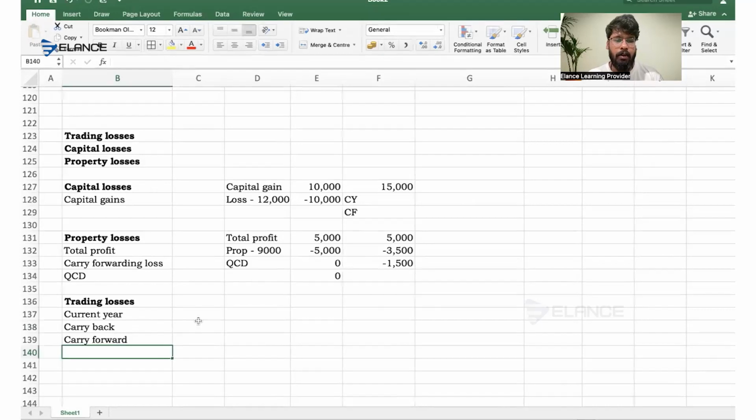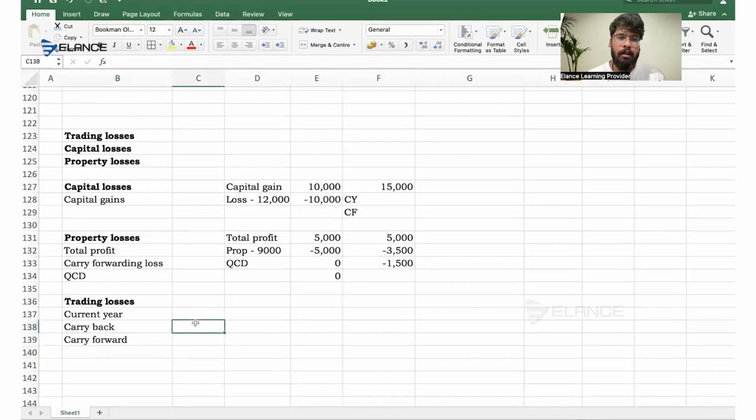So we can set off the trading losses initially from the current year, and there are no other restrictions for setting off the amount from the current year. Any amount we can set off as trading losses from current year's total profit. There is no restriction on the basis of amount in trading losses.